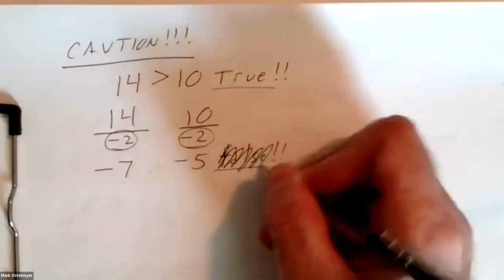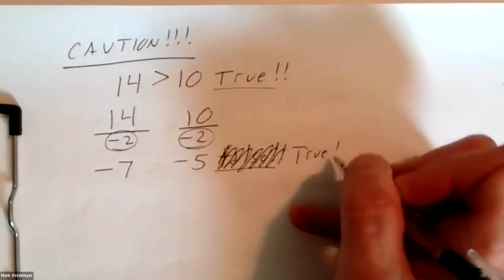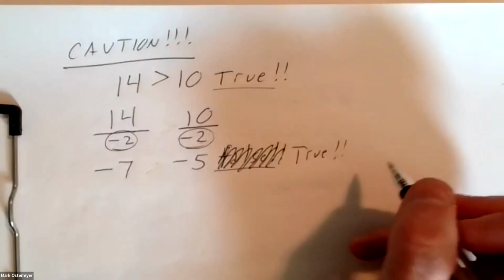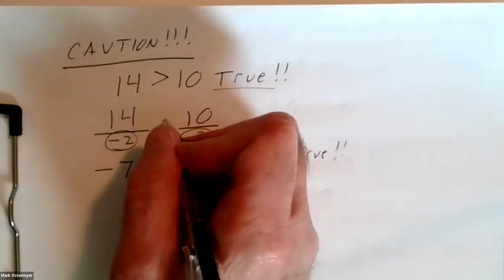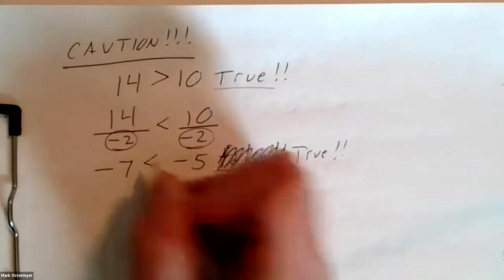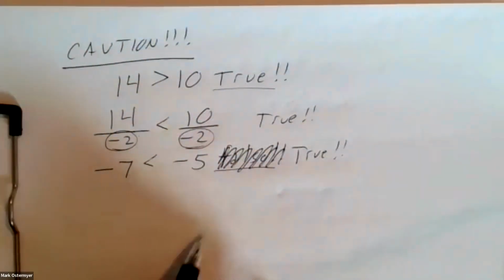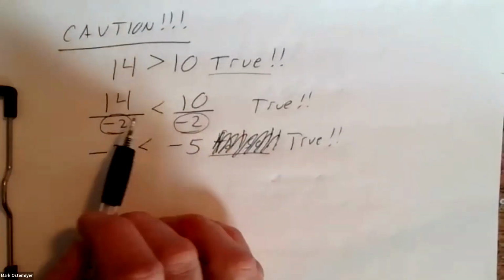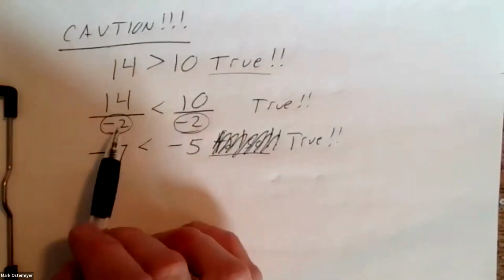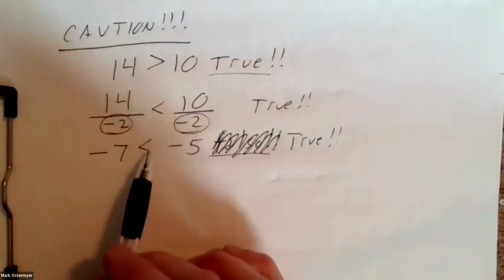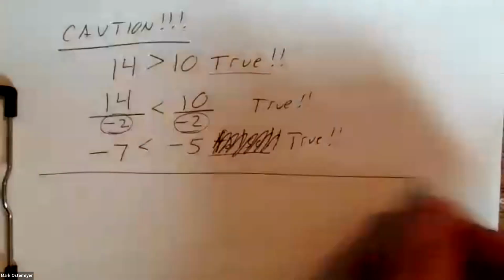So to get back our truthful statement, we're going to have to do what? We must flip the inequality symbol around. Now we're back to a true statement. So try to make note of this and don't forget about this. If you ever divide both sides of an inequality by a negative number, you must flip your inequality symbol around.